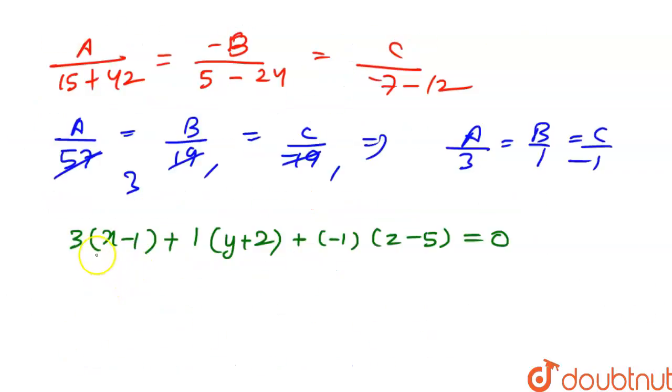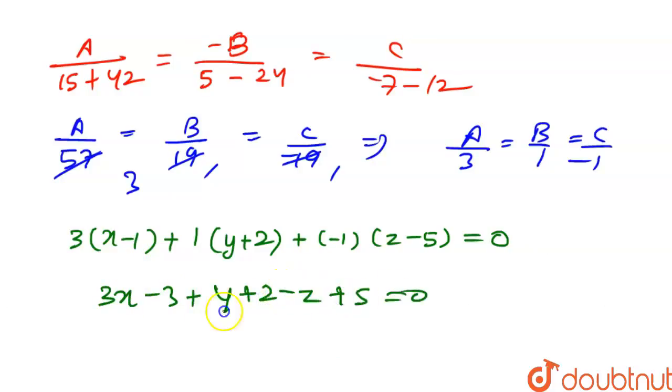And this will give us 3x minus 3 plus y plus 2 minus z plus 5 is equal to 0. This will give us 3x plus y minus z is equal to minus 3 plus 2 is minus 1, minus 1 plus 5 is plus 4, so minus 4 on that side. So this is our fourth part answer.